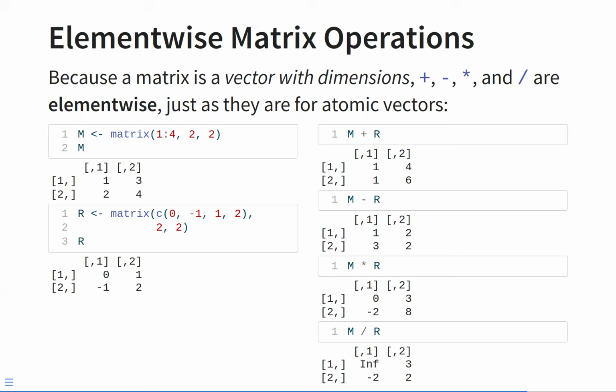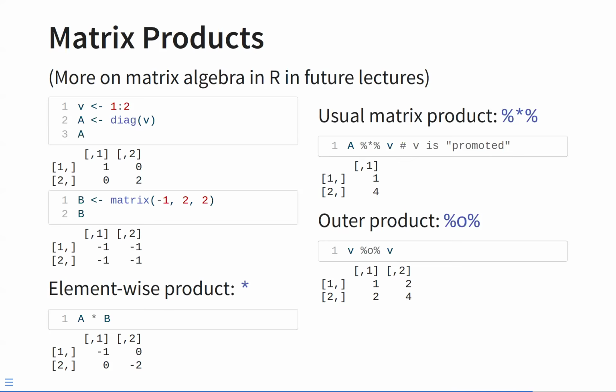If you're coming from MATLAB, you may find this strange. Some other languages potentially as well. But because a matrix is just a vector with dimensions, the operations multiply, divide, add, subtract behave exactly as they would for vectors. If you do want a matrix product, don't worry. R's got you covered. And I should just clarify that this is not going to be a comprehensive introduction to matrix algebra in R today. It's just going to be some very basics.